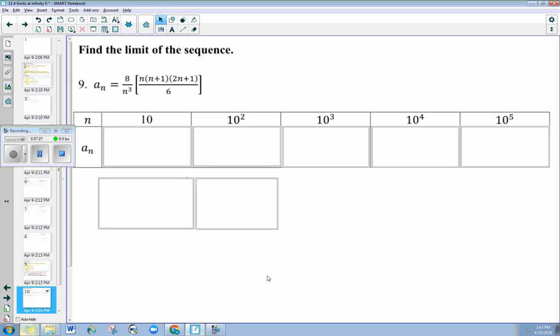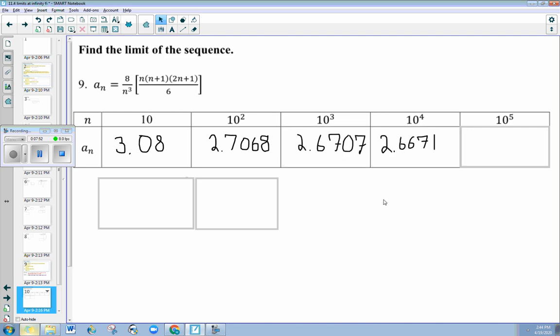So starting off here, we've got the limit of a sequence, 8 over n cubed times the quantity n times n plus 1 times quantity 2n plus 1, all over 6. Now, you could technically do this algebraically, but I did this with the table, so I just plug things in on the calculator, and I've got 3.08. For 10 squared or 100, 2.7068. 1,000, 2.67. 10,000, 2.667. 100,000, 2.6667. So this looks to be approaching 2.6 repeating, which is the same as 8/3.